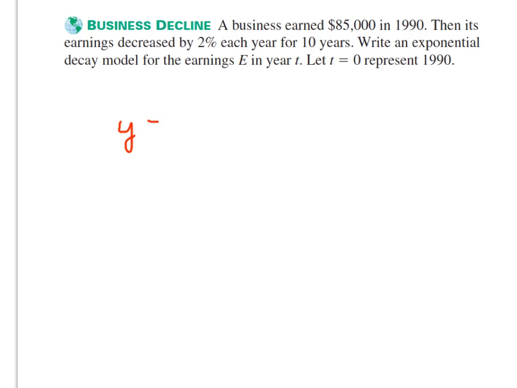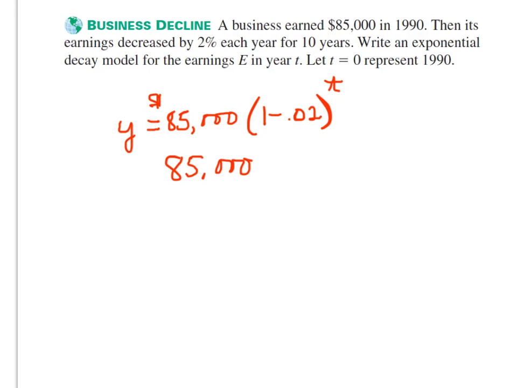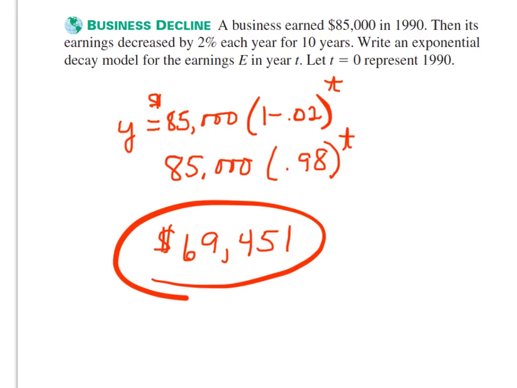So for your model, you should have gotten that the value of the business, Y, was that initial value of $85,000 times 1 minus 0.02, for the 2%, to the t power. Or, of course, you can write that as 85,000 times 0.98 to the t power. And then you should have gotten, after 10 years, about $69,451 for the value of the business.